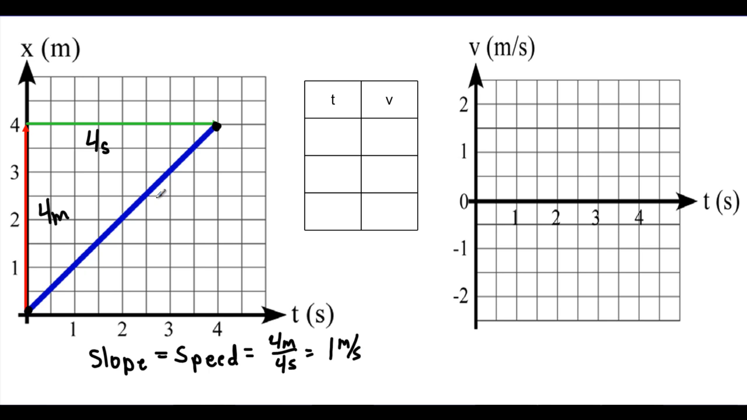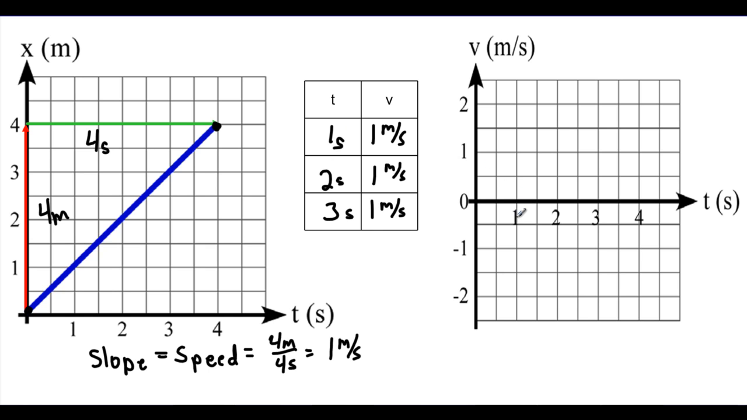Now, because this is a line, I know that the slope of this line is going to be constant throughout the whole scenario. So at time equal to 1 second, I'm going to be traveling at 1 meter per second. At time equal to 2 seconds, I'm going to be traveling at 1 meter per second, because the slope hasn't changed. And at time equal to 3 seconds, I'm going to be traveling at 1 meter per second. Now that I have these ordered pairs, I can plot my graph.